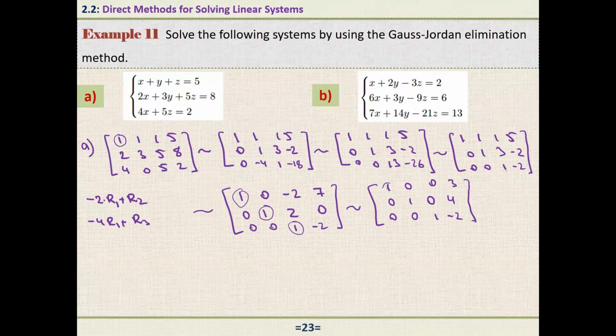Now as you see, those are the pivots: leading entry, leading entry, leading entry. If you write the system of this augmented matrix, what do we have? Here we have x equals 3 on the right-hand side, y equals 4, and z equals negative 2. And that is just the solution of this system.